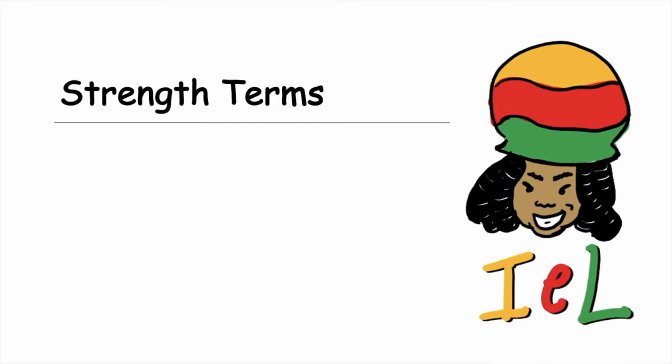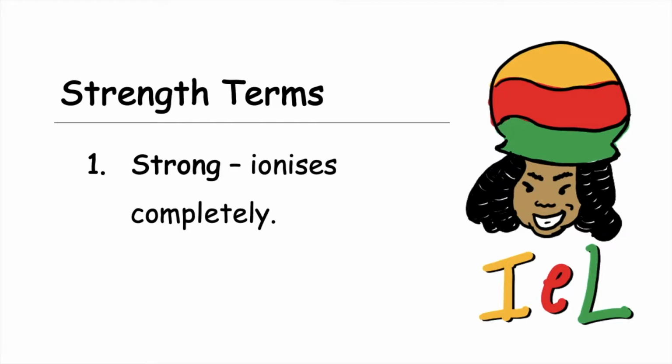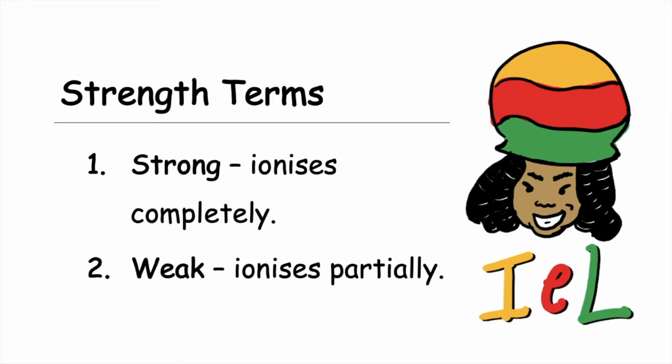The strength of a solution is described using two terms. First, strong, and this means that the solute molecules of the acid or the alkali ionize or dissociate completely. And the second term is weak, and this is when the solute molecules of the acid or the alkali only partially ionize.